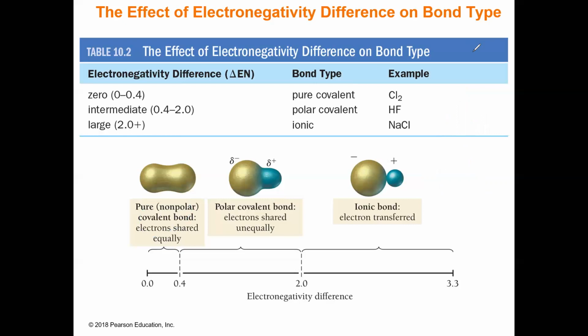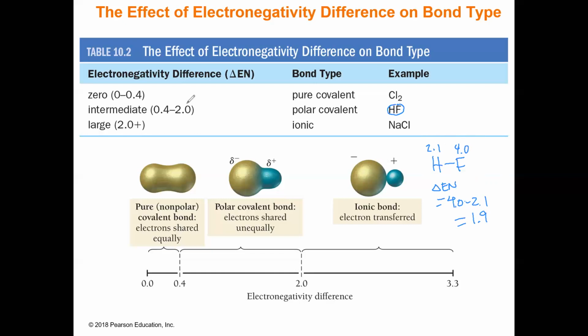When we look at the difference in electronegativity between hydrogen and fluorine, after we draw the Lewis dot structure, it looks like this with the electron pairs around the fluorine. The fluorine has an electronegativity of 4.0, and hydrogen has an electronegativity of 2.1. So the difference in electronegativity is 4.0 minus 2.1, which is equal to 1.9.